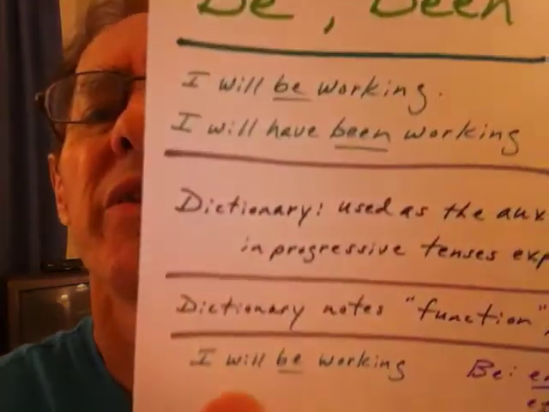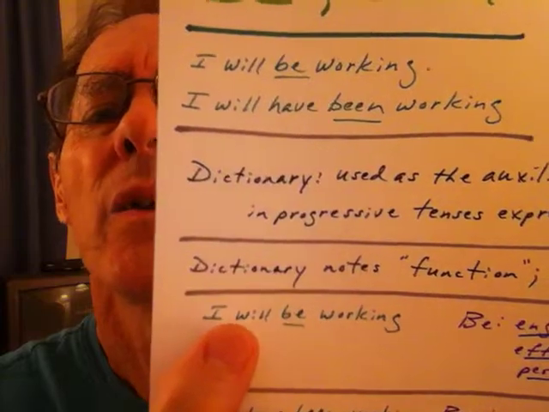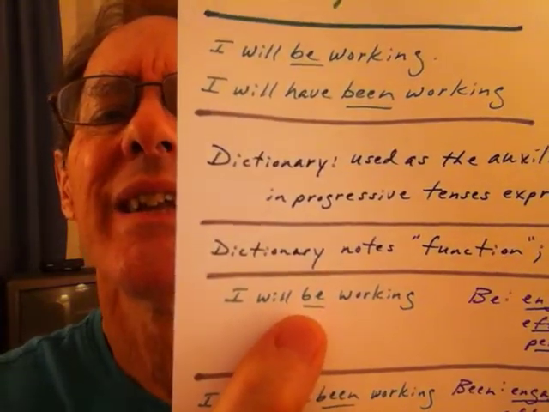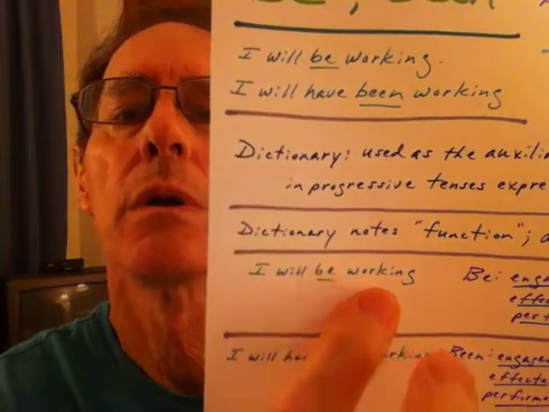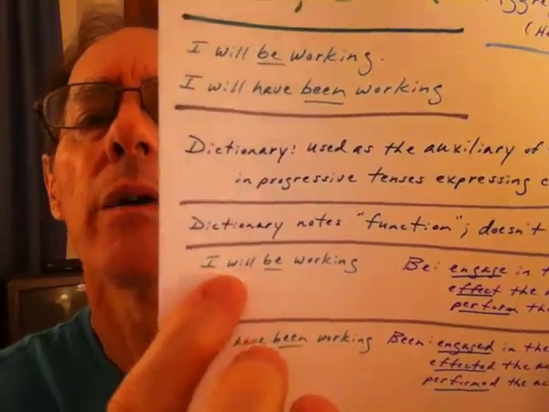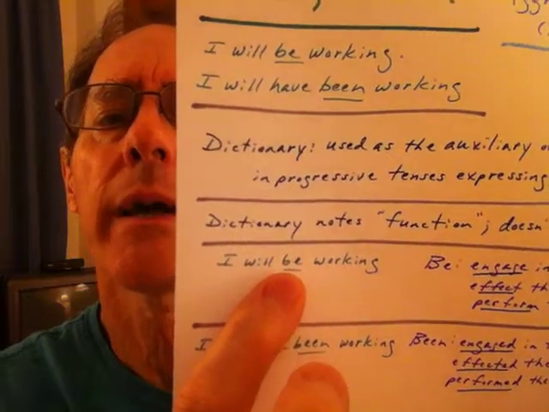Be can mean to engage in the act of. Be could also be defined as affect the action of, or you could say it could be defined as perform the action of. Okay? Now, if that holds true, then you could say, I will engage in the action of working. You understand? I will engage in the act of working. And that definition works. Maybe not always, but ordinarily.